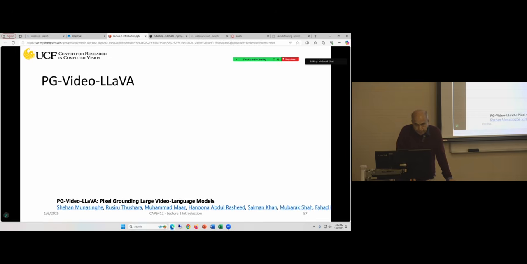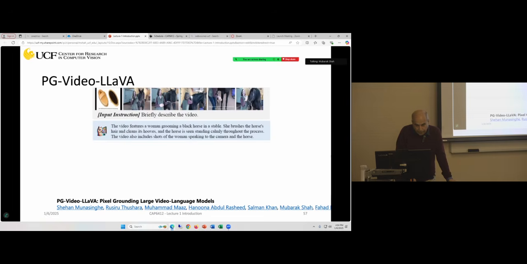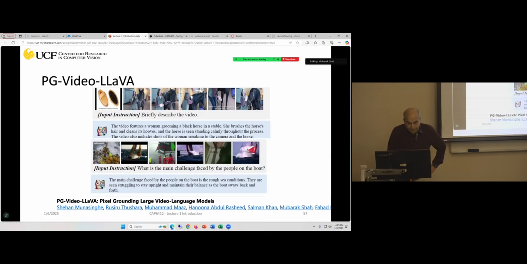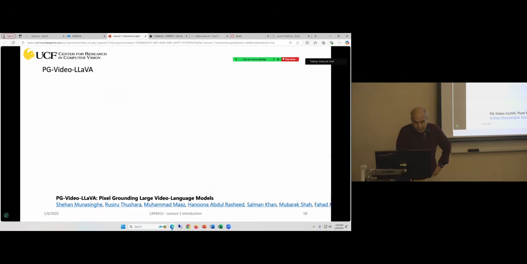So this is a paper I am also involved in. Now, Video ChatGPT was just text in, video in, and the prompt text in, and the output is text. Now here, we can do more than that. We can actually do segmentation, we can put a bounding box and so on. So then again, given a video, describe this video, and we'll go through that. Then some more questions about this.